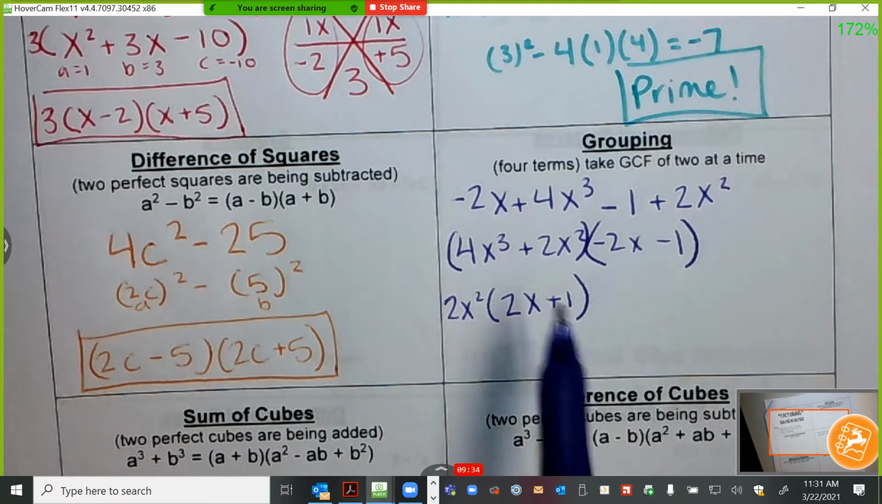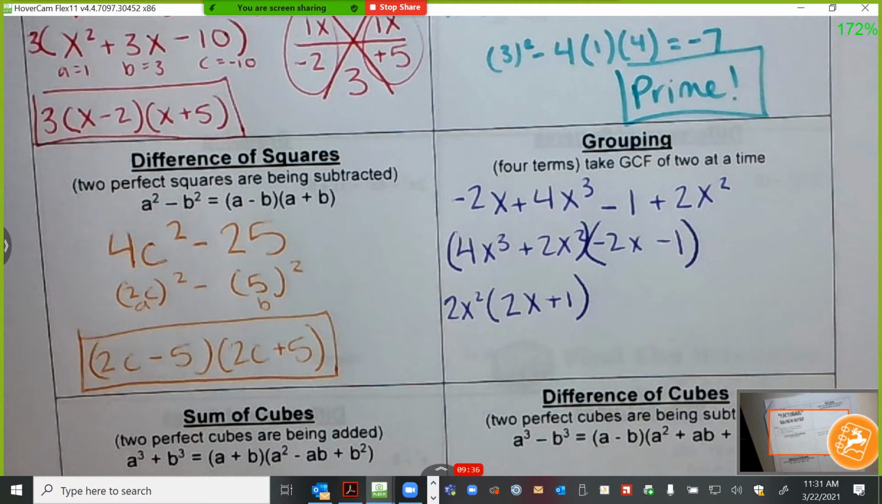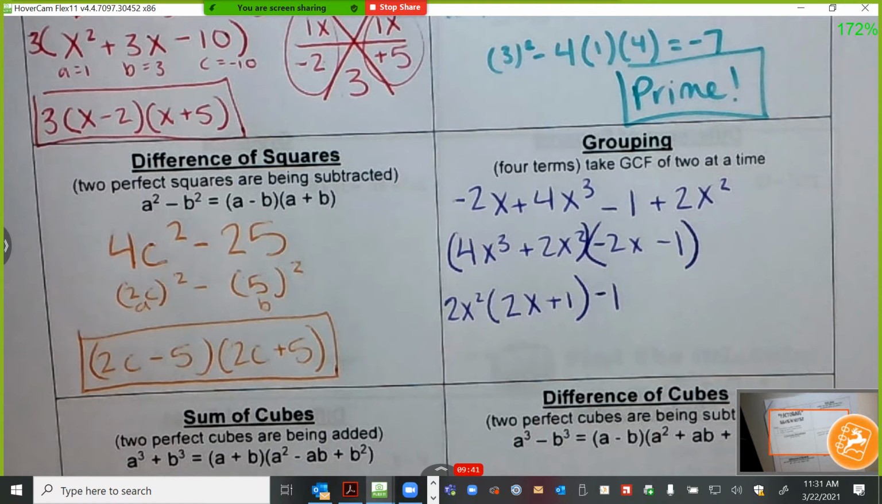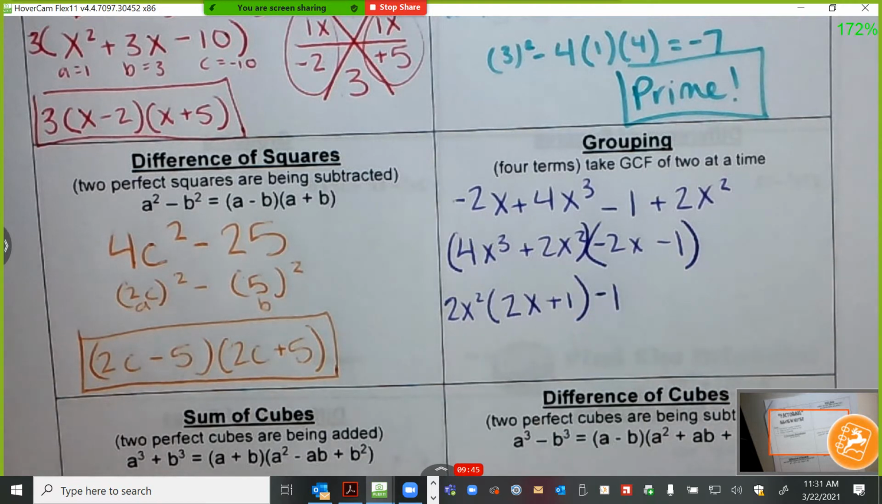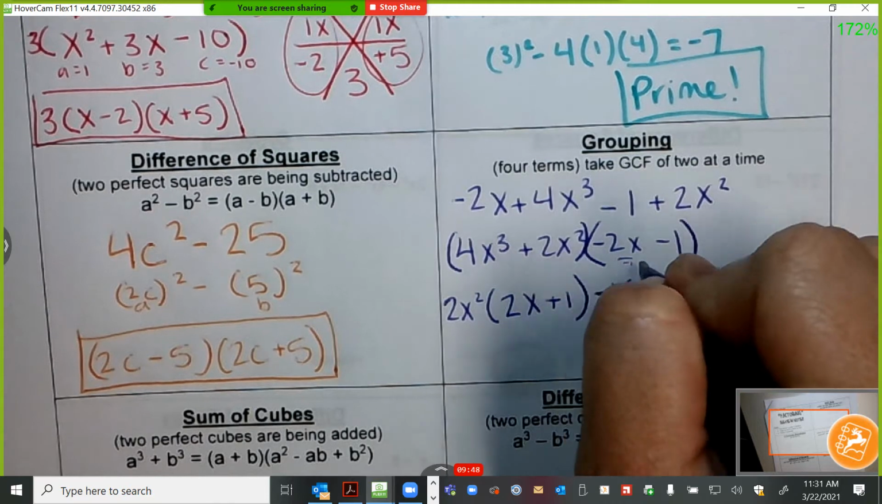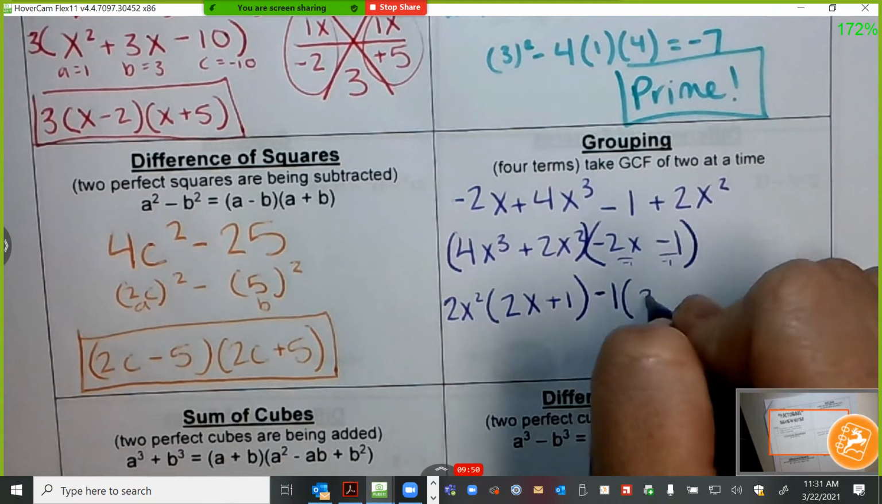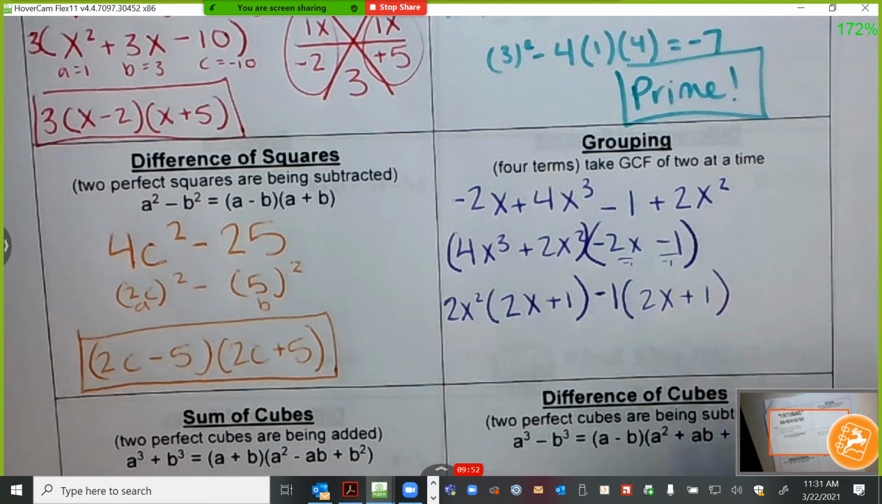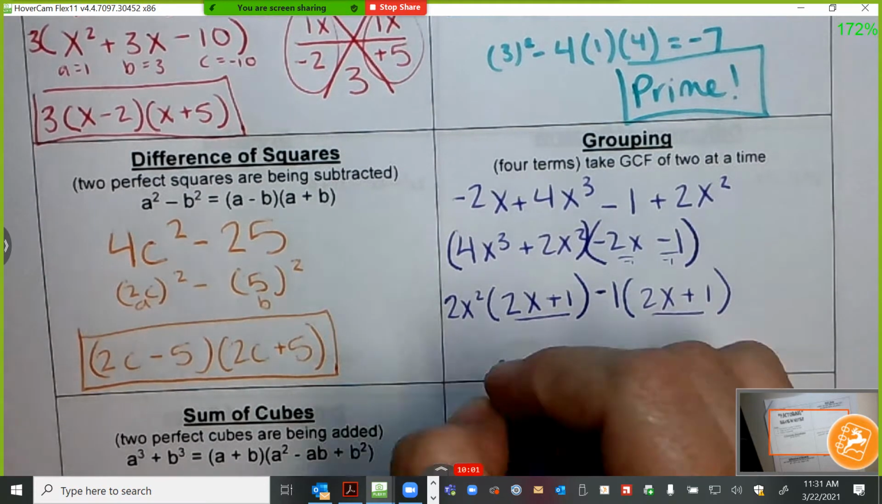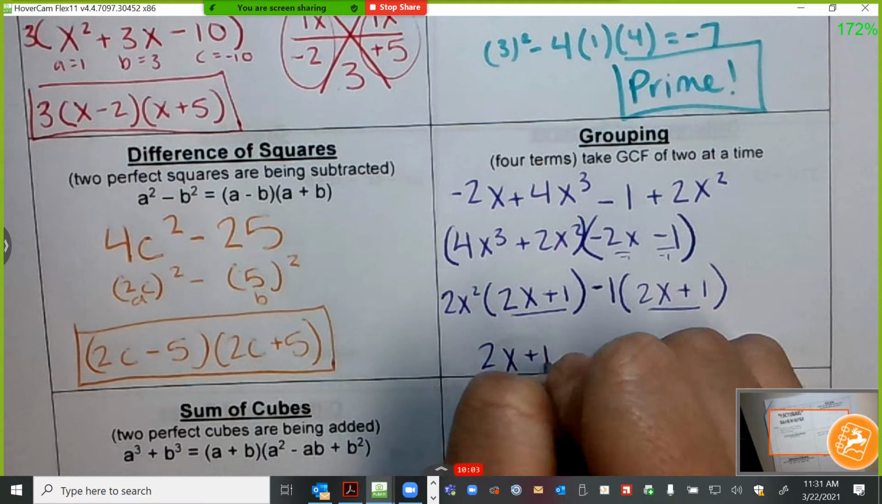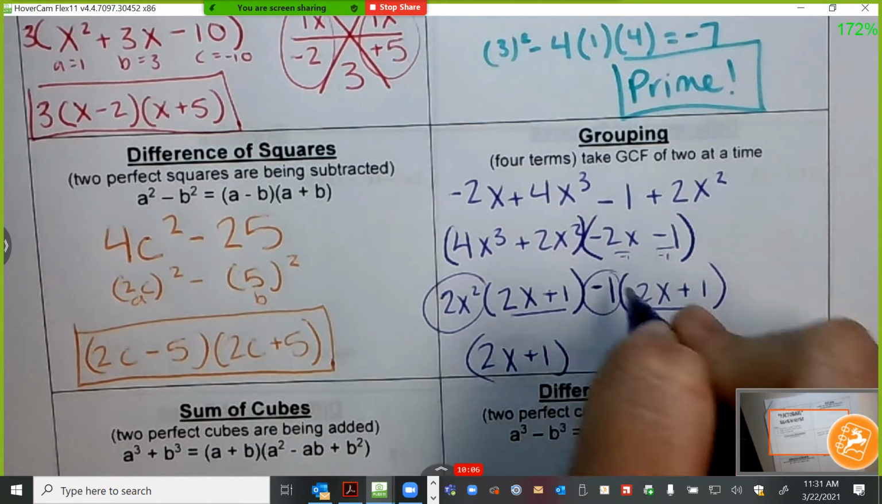Now, what's our GCF here? Negative 1. Remember, you have to take out a GCF, and if that first term's negative, you have to take out a negative. So when I divide by negative 1, I end up getting positive 2x plus 1. Okay, so do my parentheses match? Yes, so that is one of my factors. And then do you remember your leftovers make your other factor?